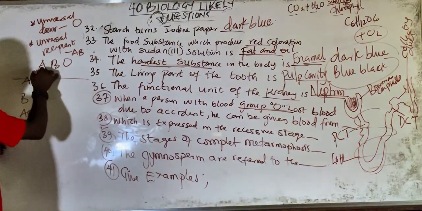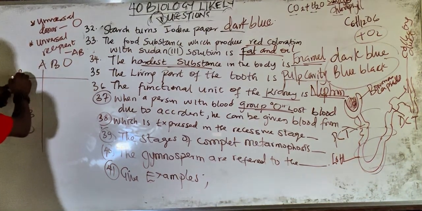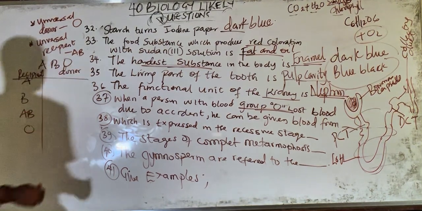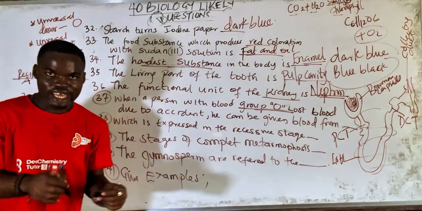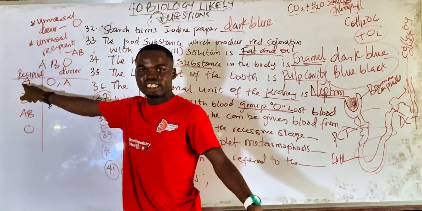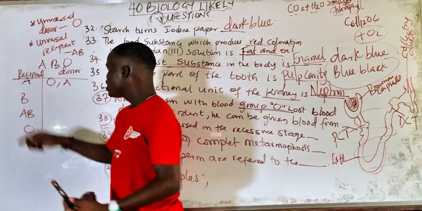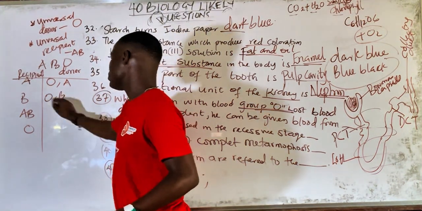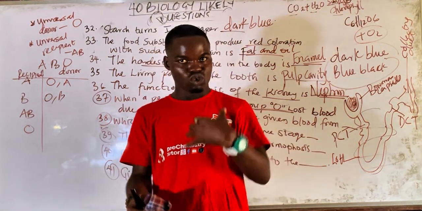So, let's make a chart. These are the recipients. In terms of donor, recipient A can receive from O and A. Do you get? Because O is a universal donor. B can receive from O and B. If the person that has the accident is blood group B, they can receive from O, because O is a universal donor.